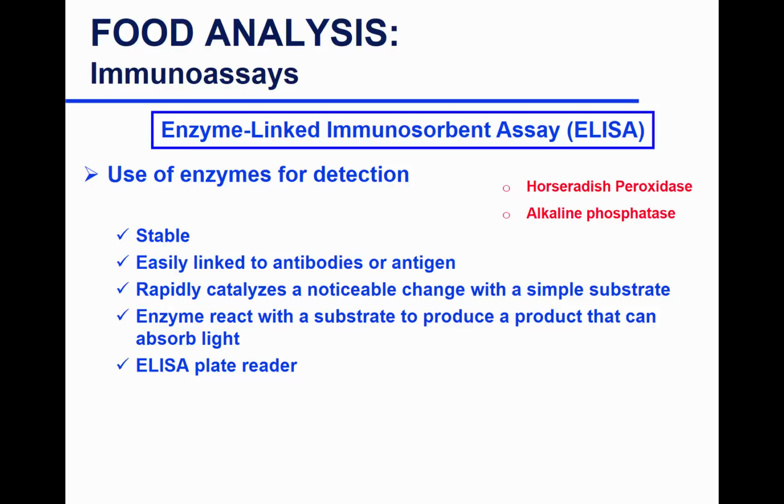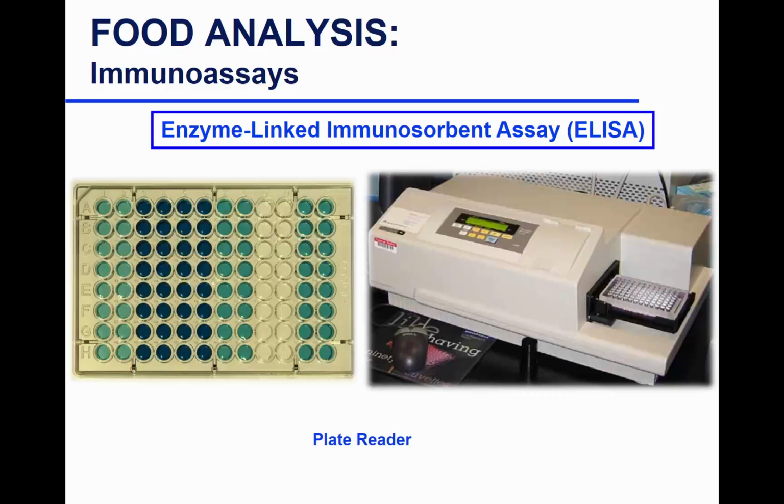But the most common enzymes used are horseradish peroxidase, very common, as well as alkaline phosphatase. Why? Because their activity is fast. They are present in abundance. They're cheap and easily linked to an antibody or an antigen. And the production of a product is a simple mechanism using these enzymes. And with using enzymes and detection of the absorption of a product, we can use something called an ELISA plate reader or microplate reader. And I'll show you a picture of that here.